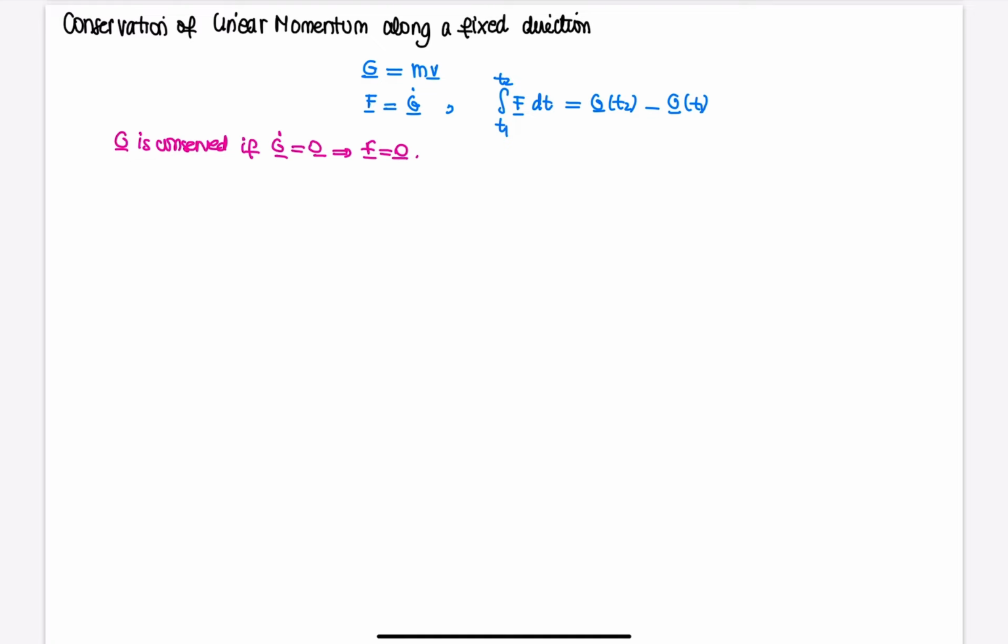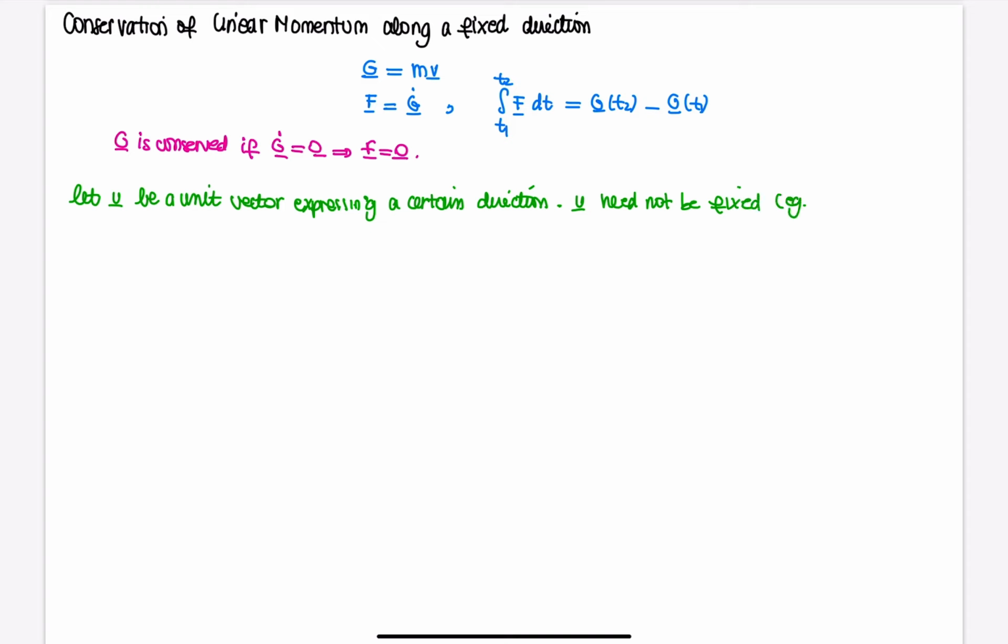So let U be a unit vector, representing a certain direction. U need not be fixed. For example, we can consider Ex, Ey, but also the polar basis, Er, Etheta, the Serret-Frenet basis components, etc.